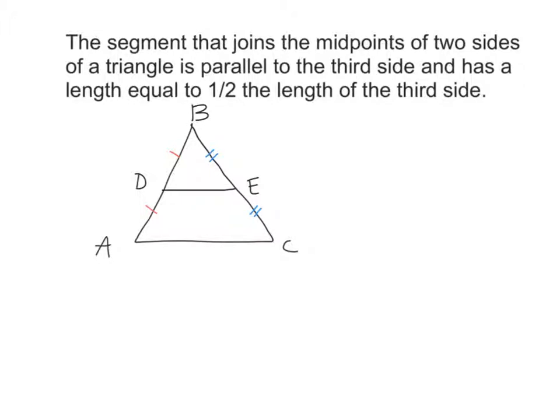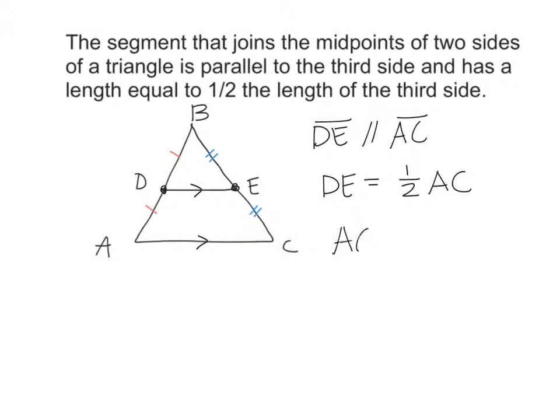So we know that DE is parallel to AC, and we know that D and E are the midpoints, so DE connects them. So that tells me, we know automatically, that DE is parallel to AC. We also know that the length of DE is equal to half the length of AC, which can also say that AC is twice the length of DE.